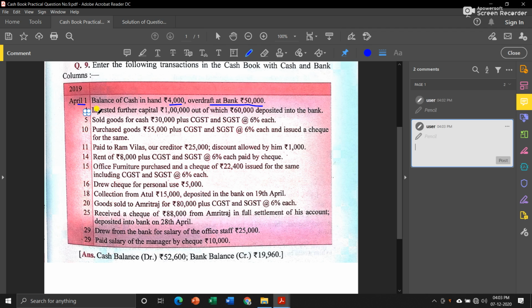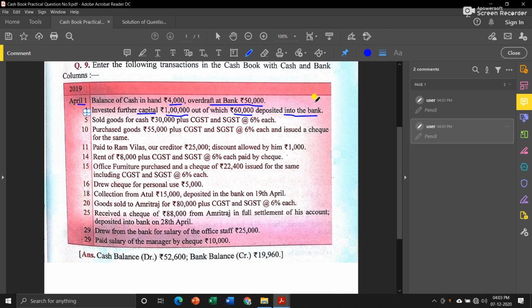Then next, on April 4, they said that the proprietor has introduced a capital of rupees 1 lakh, and out of this 1 lakh, 60,000 he immediately deposited into the bank. So when new capital is introduced in the business, that means the business is receiving that capital. So we have to note it down on the debit side of our cash book, and since 60,000 was deposited into the bank, we will write 60,000 in our bank column, and the remaining 40,000 we will note down in the cash column.